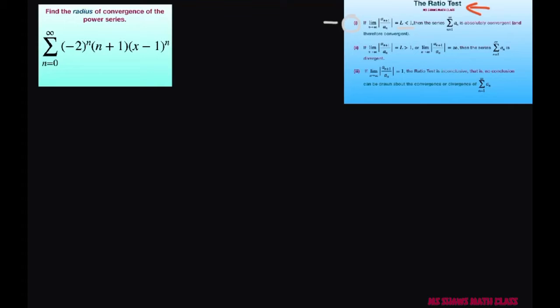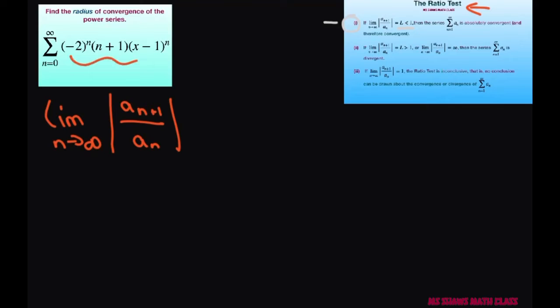But I'm going to write it out for you so you can see it better. We have the limit as n approaches infinity. And for the ratio test, you're going to take the absolute value of a sub n plus 1 divided by a sub n. This is your a sub n.